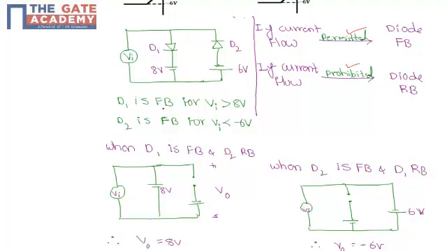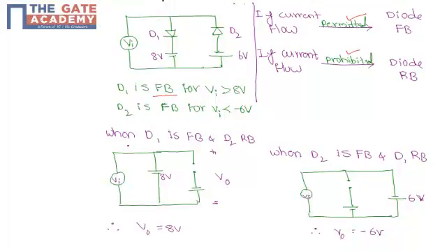D1 is forward biased for Vi greater than 8 volts, for the positive half cycle, and D2 will not conduct. D2 is forward biased for Vi less than 6 volts, which means the negative half cycle, and D1 will not conduct.